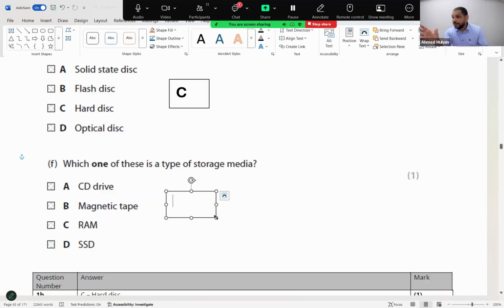RAM? RAM is a storage device, right? It stores programs running in the background. So RAM is also out. Magnetic tape? Okay, hold on. Then CD drive? CD drive is a device, right? CD drive is your device. It is used to store data. The storage media of a CD drive is optical disc or optical media.